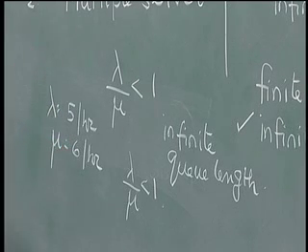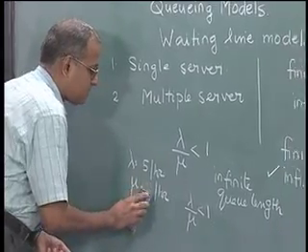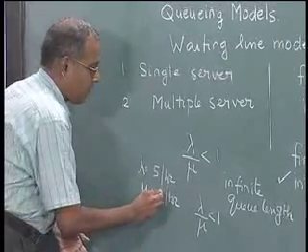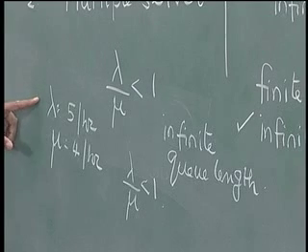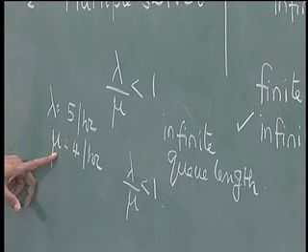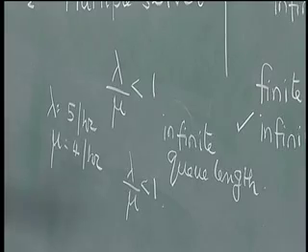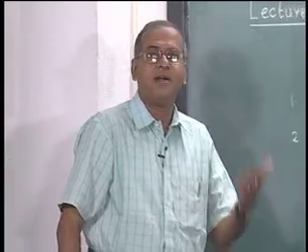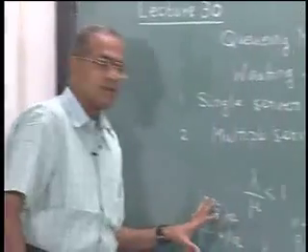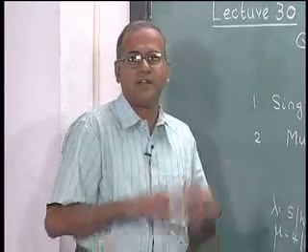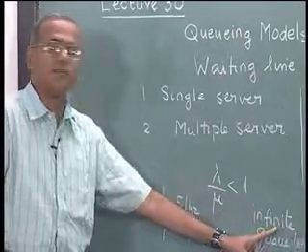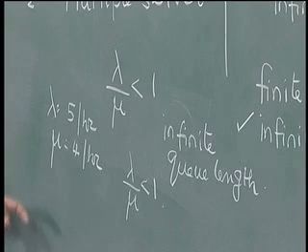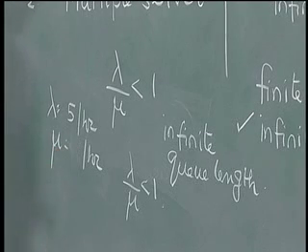Now, what happens when lambda by mu is greater than 1? For example, if mu were not 6 per hour but 4 per hour, then every hour 5 people on an average enter the system and 4 people on an average leave the system. So, the queue length will automatically increase by 1 every hour, and this means that somebody who joins the queue will never get served. So, for a queuing system to be efficient, particularly when we have infinite queue length, lambda by mu has to be less than 1.